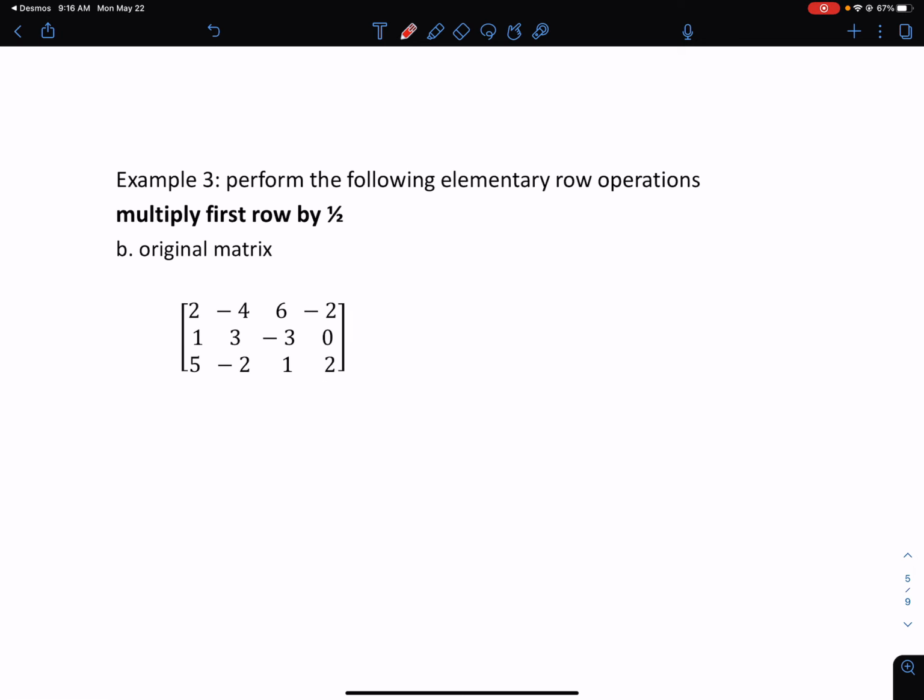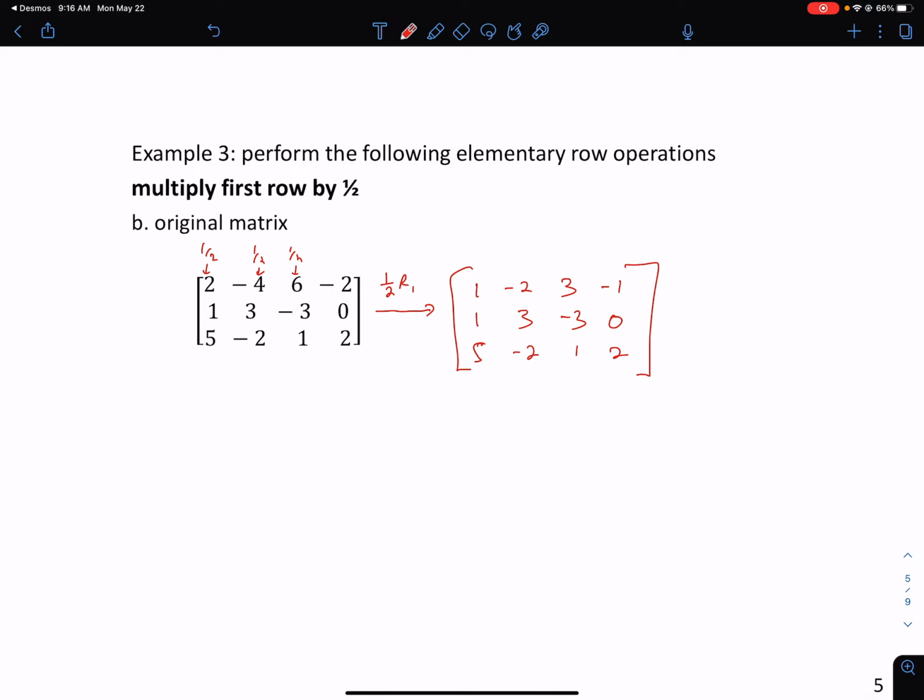Now we're going to multiply the first row by 1/2. And so the way we'd write that is whatever our multiplier is, in this case 1/2, we're going to describe that as 1/2 times row 1. That's the transformation that's happening. So if I multiply the top row by 1/2, I end up with 1, -2, 3, and -1. I just multiplied every one of these numbers by 1/2, right? Then I have 1, 3, -3, 0. Row 2 remains unchanged. I need different brackets. Then I have 5, -2, 1, 2. Row 3 remains unchanged. And that would be multiplying row 1 by 1/2.